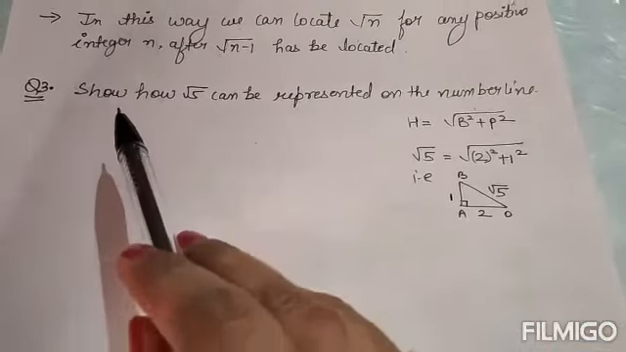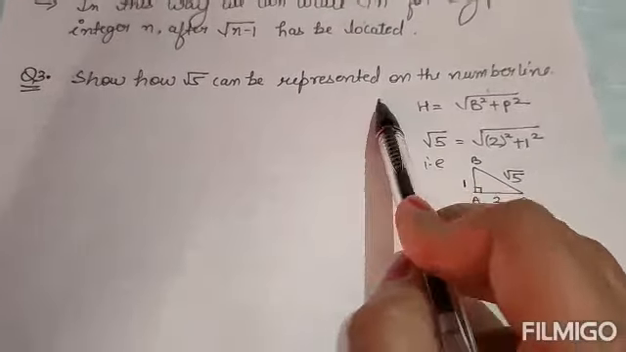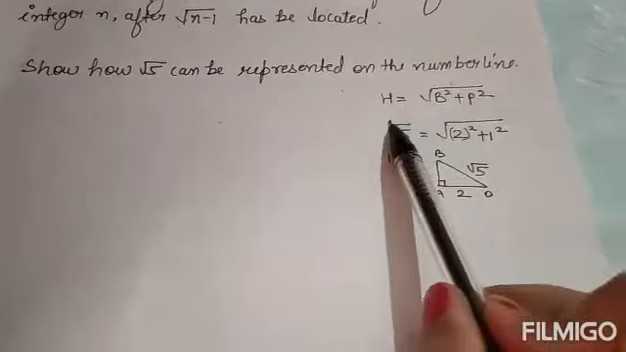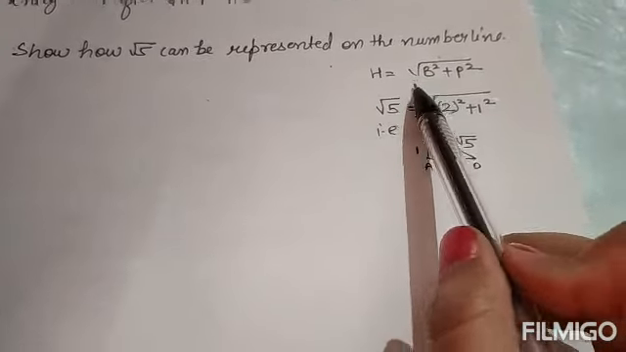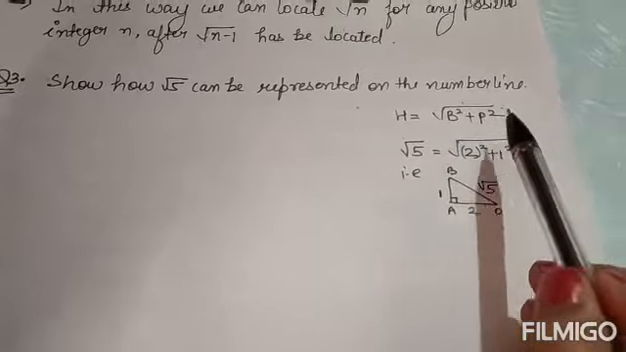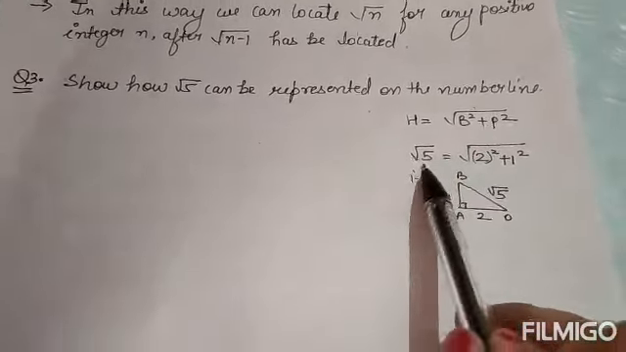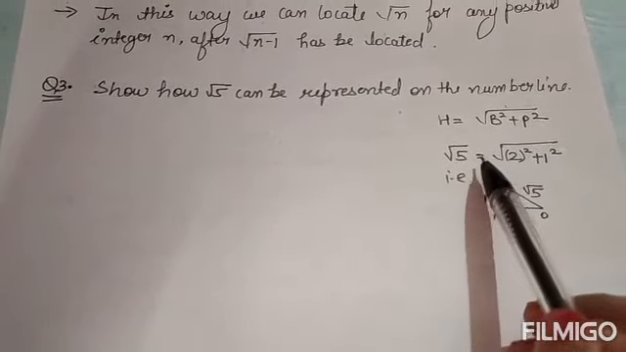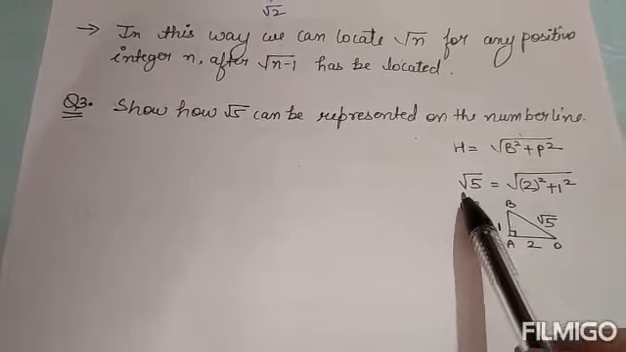Now we are going to solve the last question of this exercise. We have to represent root 5 on the number line. Now we all know by Pythagoras theorem that hypotenuse is always under root of b square plus p square, that is base and perpendicular. How we can write root 5? Root 5 is always equal to square of 2 plus square of 1, that is root 5.